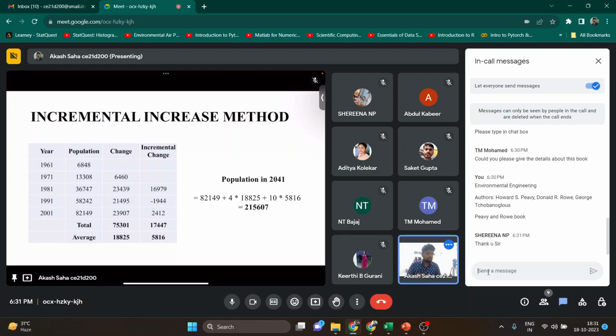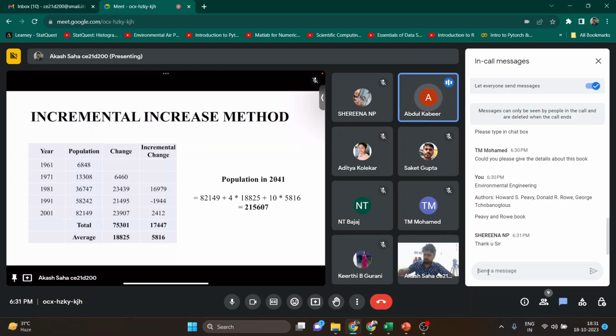Is this the foreign edition or the Indian edition? No, this is the Indian edition. The blue color is the Indian edition. The foreign edition is a pinkish red book. That book is very costly actually, so I purchased this one.